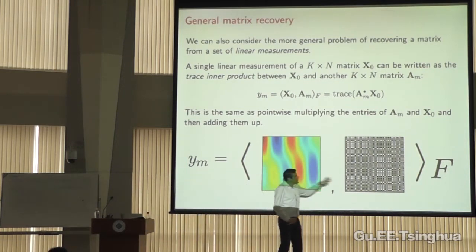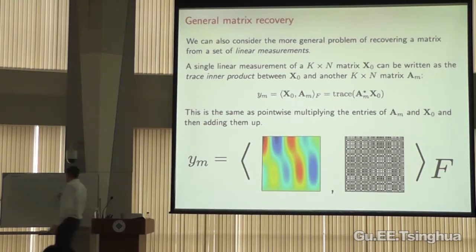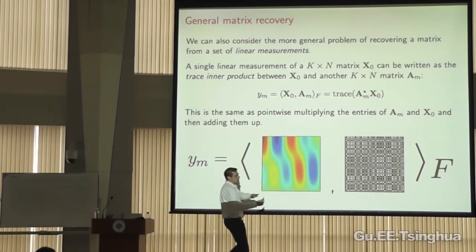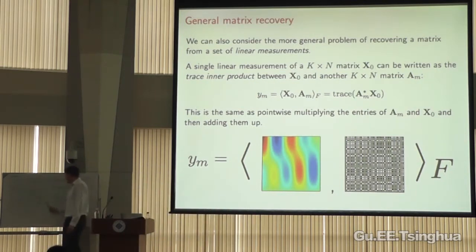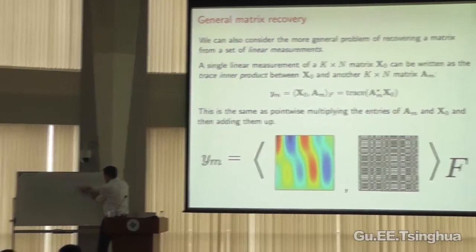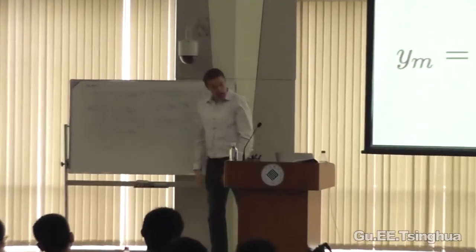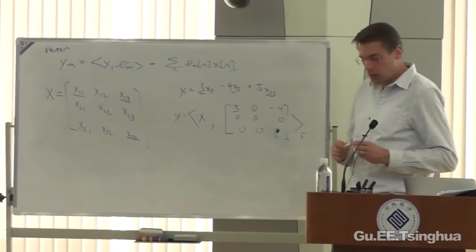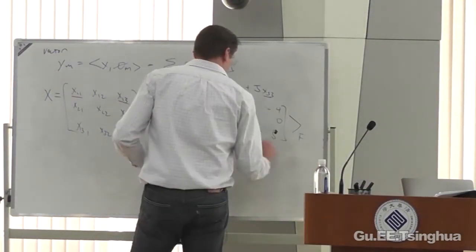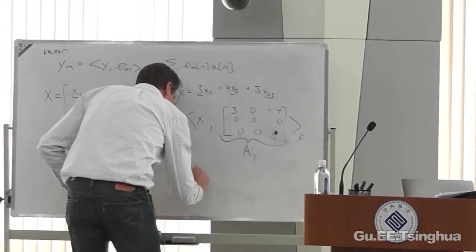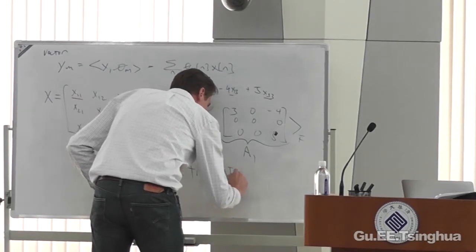How can I write it as an inner product? Well, you can do almost exactly the same thing. In this case, I can say y1 is the inner product of x with the matrix 3, 0, minus 4, 0, 0, 5, 0, 0, 0. This is the so-called Frobenius inner product. Just like I can write a standard inner product by pointwise multiplying two vectors and adding all the entries, you can write a measurement of a matrix by pointwise multiplying it with another matrix, which in this case just contains the coefficients, and then adding everything up. If I call this matrix A sub 1, this is just equal to the trace of A1 transpose X.